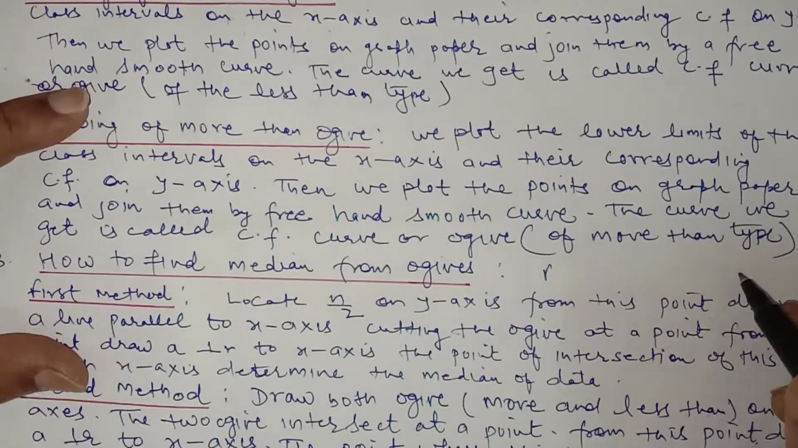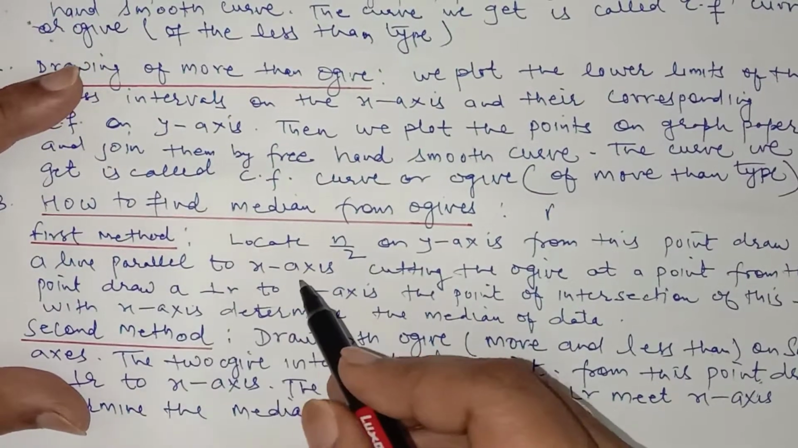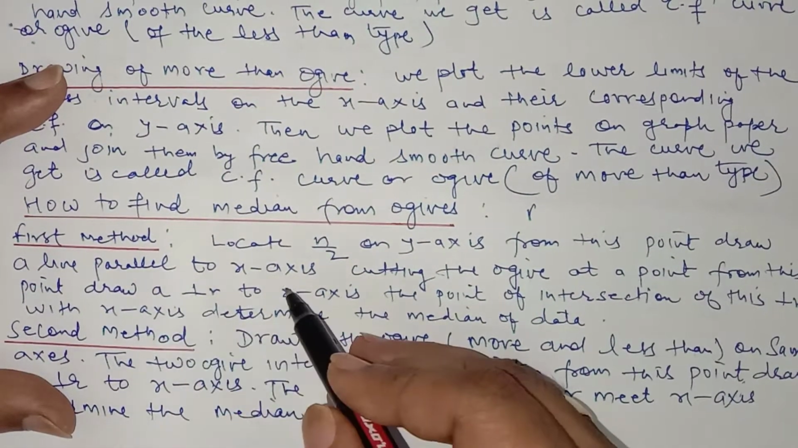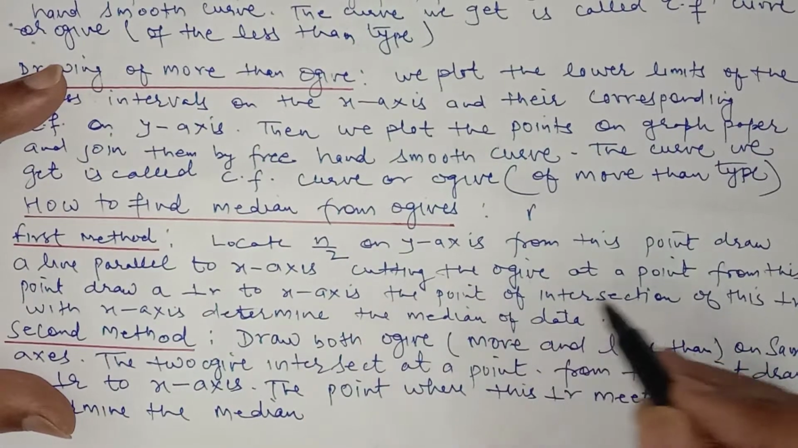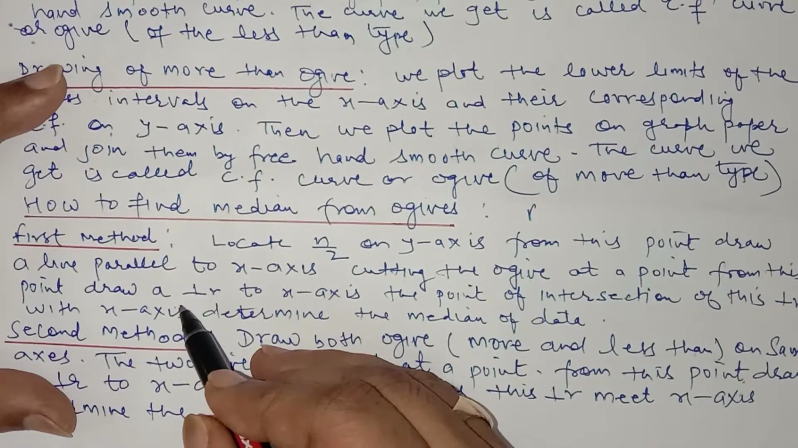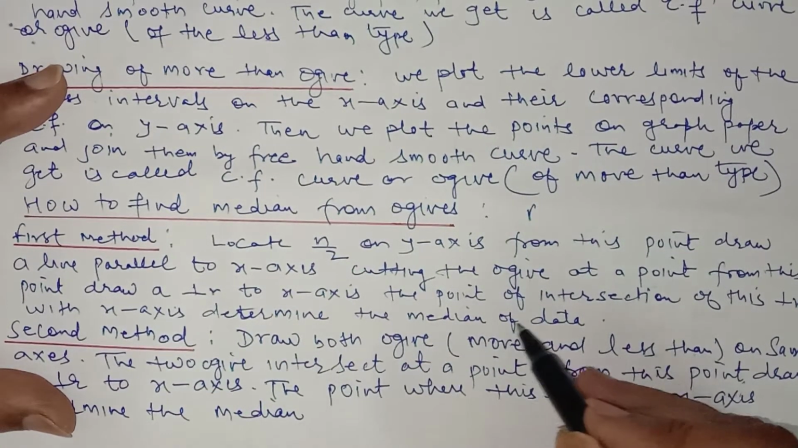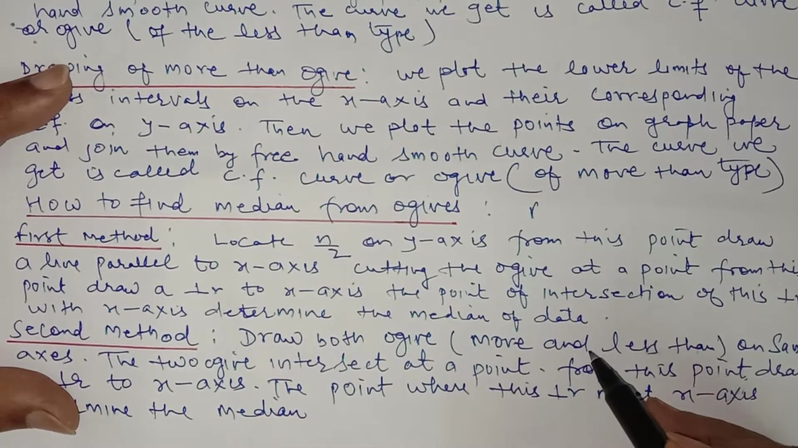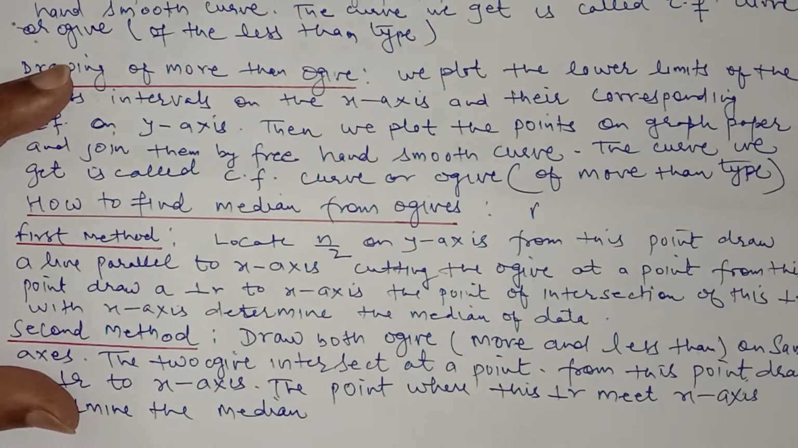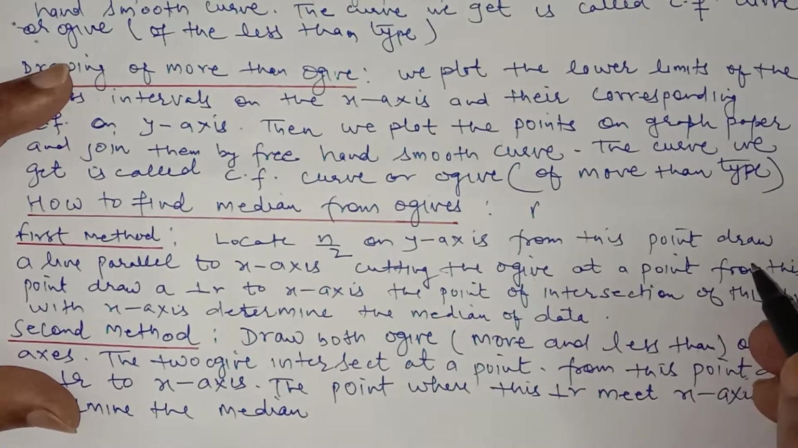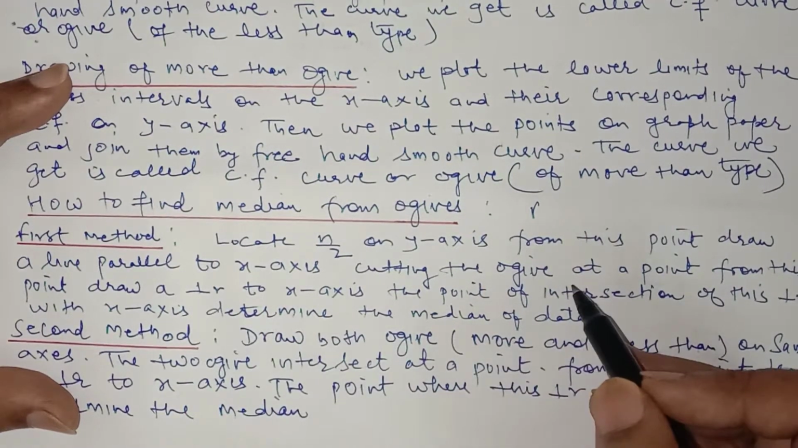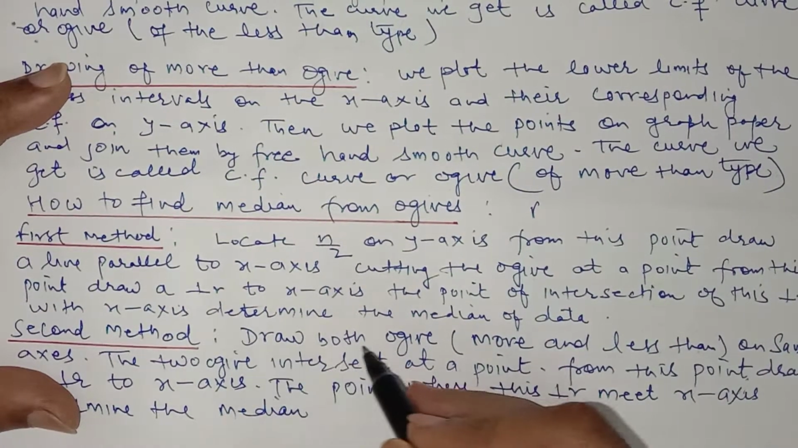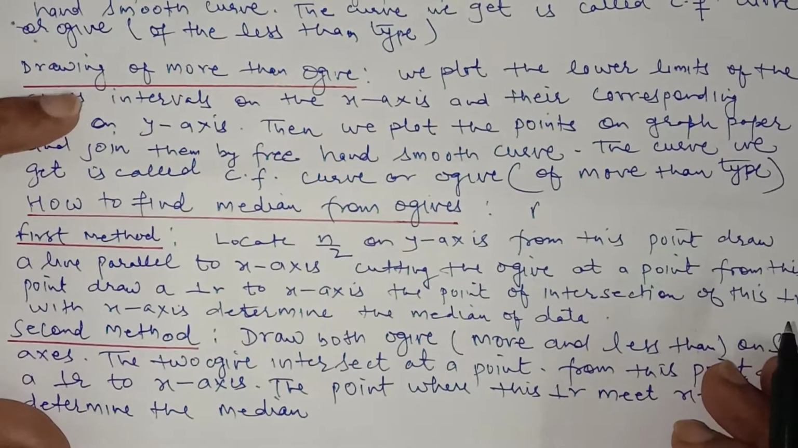Now, how do we find the median from the given ogives? First method: first of all, locate n by 2 on the y-axis. From this point, draw a line parallel to the x-axis, cutting the ogive at a point. From this point draw a perpendicular to the x-axis. The point where this perpendicular meets the x-axis determines the median of the data.